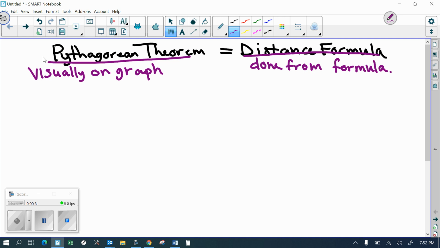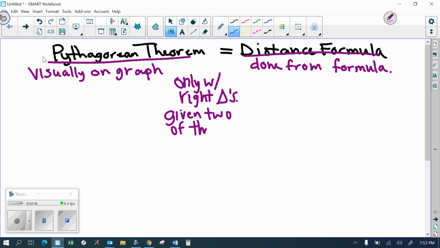So, example, okay, and these are both, since they're the same thing, they must be done only with right triangles. Only with right triangles. Okay. You have to be given two sides, two of the three sides. Okay. And then you use Pythagorean theorem or distance formula to find the third side.